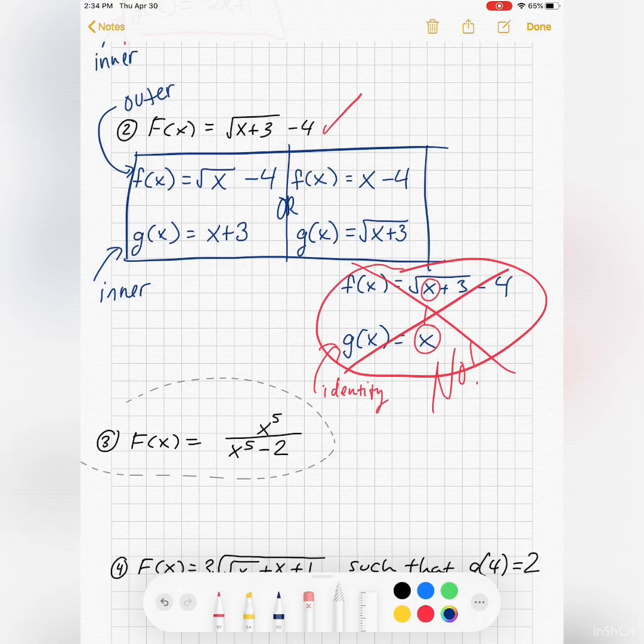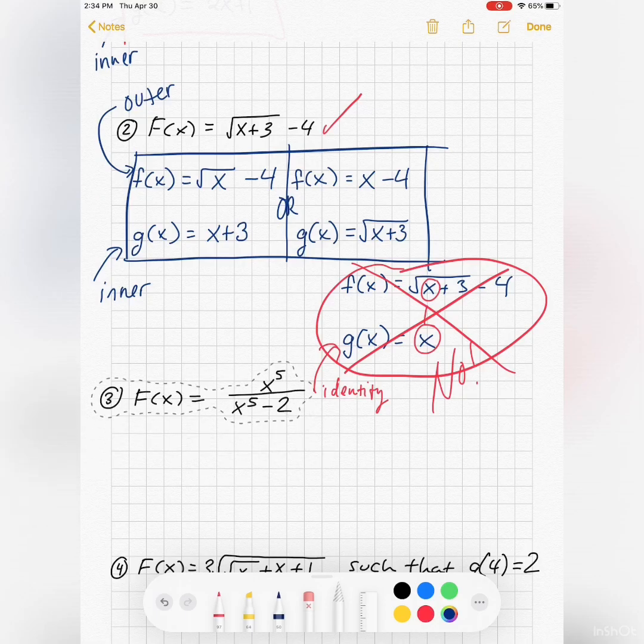So what about a couple more? So you're really just kind of looking at these and kind of just taking a guess and then plugging it in, seeing if it works.